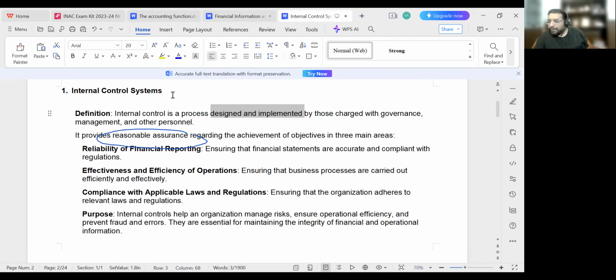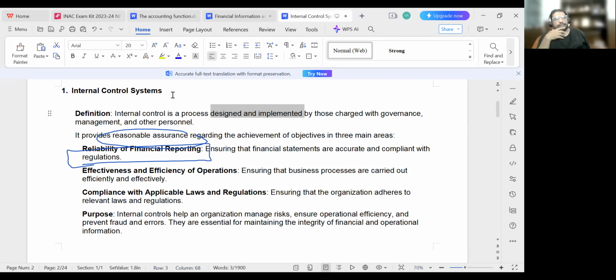reliability of financial reporting. Whatever financial reports you're making, like statement of financial position, statement of financial performance, cash flow, changes in equity, other comprehensive income. So a good internal control system represents that these financial statements can be relied upon.